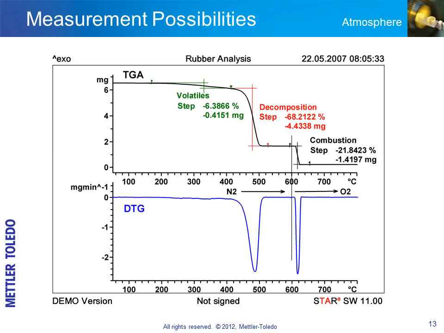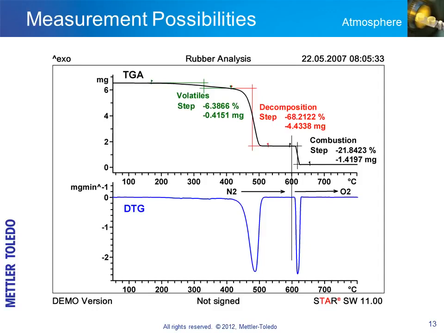Inorganic components remain behind as a residue at 800 degrees. Evaluation of the TGA curve gave the following sample composition: 6.4% plasticizer, 68.2% polymer, 21.8% carbon black, and a residue, mainly zinc oxide, of 3.6%.